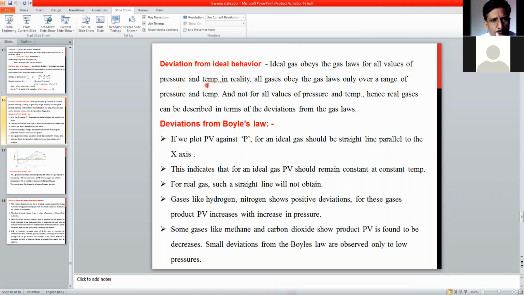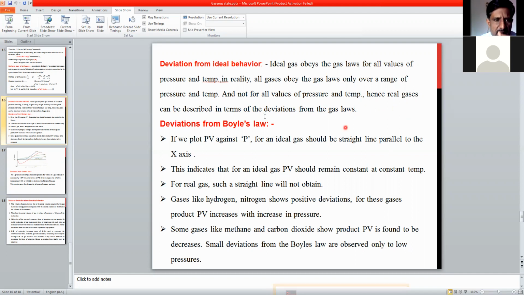But if we increase or decrease certain temperature or certain pressure, all the gases do not obey the ideal behavior. So they will not be obeying the ideal gas rule. It means if you apply a certain range of pressure and temperature, all gases are not maintaining the ideal gas law, but they are called real gases.